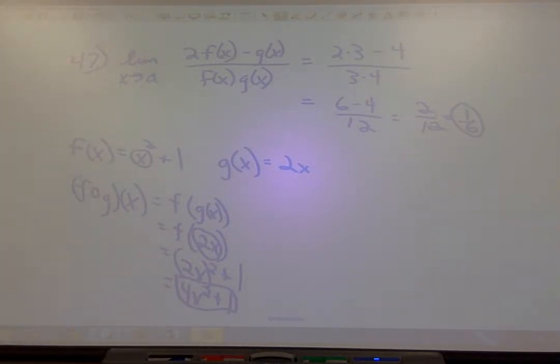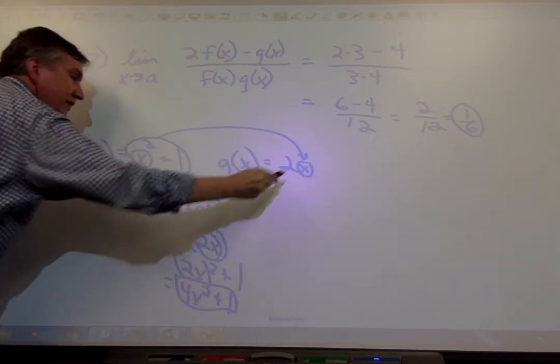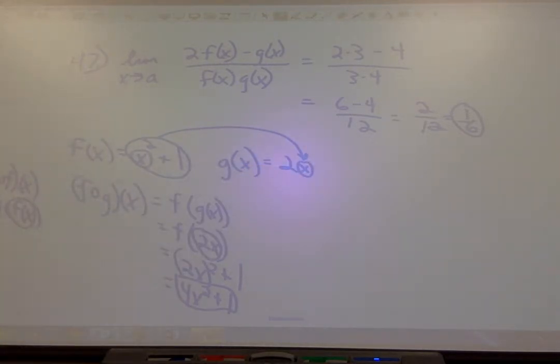Putting g inside f. Now, if it said g composed with f, I would put f inside g. If I switched it, g composed with f of x, that would mean g of f of x. And that would mean put f of x where? Inside g. And that answer would be, if I put the x squared plus 1 inside there, 2 times x squared plus 1, 2x squared plus 2. That would be g composed with f.